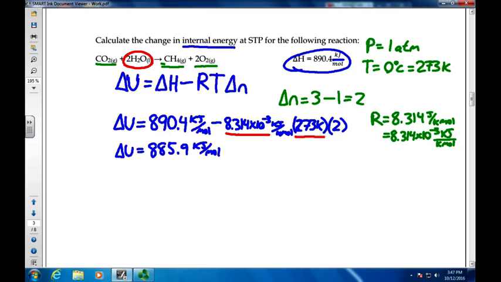In fact, in this case, it was less than 5. You see the difference between 890.4 and 885.9. That's 4.5. So if you factored in that extra 0.15, it would not have changed the value. It would have stayed 885.9 kilojoules per mole. Now, if we had more significant figures, it would have been much more relevant to leave in that 0.15 at the end of the 273. But otherwise, we just left it out this time. And that's all there is to it, to solving for the change in internal energy.